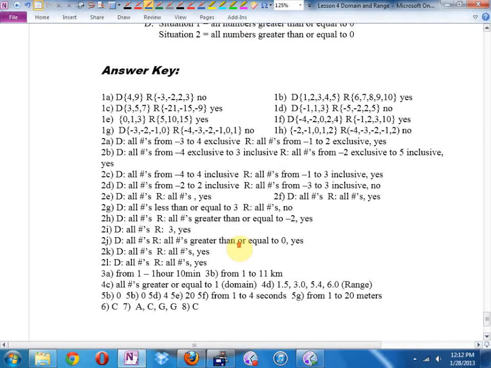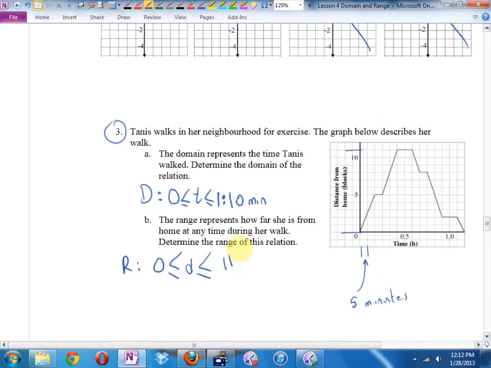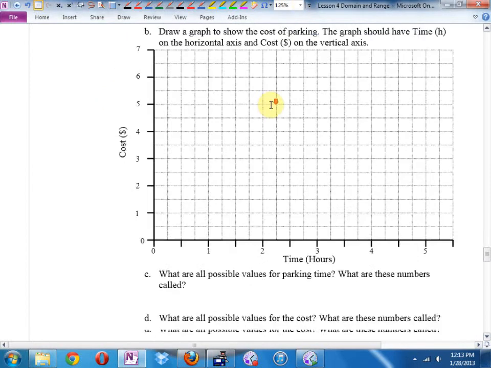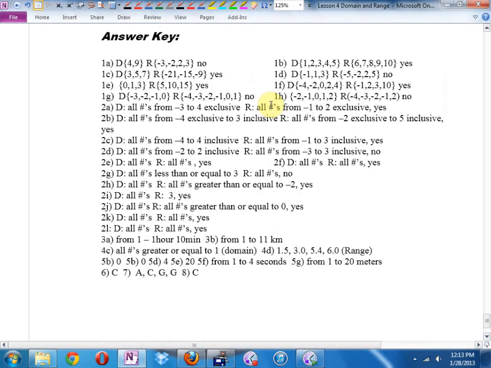From 1 to, I disagree, let me see. Yeah, I disagree with that 1 to 110. I think she starts at time 0, not at time 1. If it was time 1, instead of right there it would be right there. It would be hitting at 0, 0 and starting off. And then I would say, oh, she sat at home for 5 minutes before she started. Here, I think it's between 0 and 1 hour and 10 minutes. I'll have to fix that. From 1 to 11 kilometers. Again, I would argue from 0 to 11 kilometers.